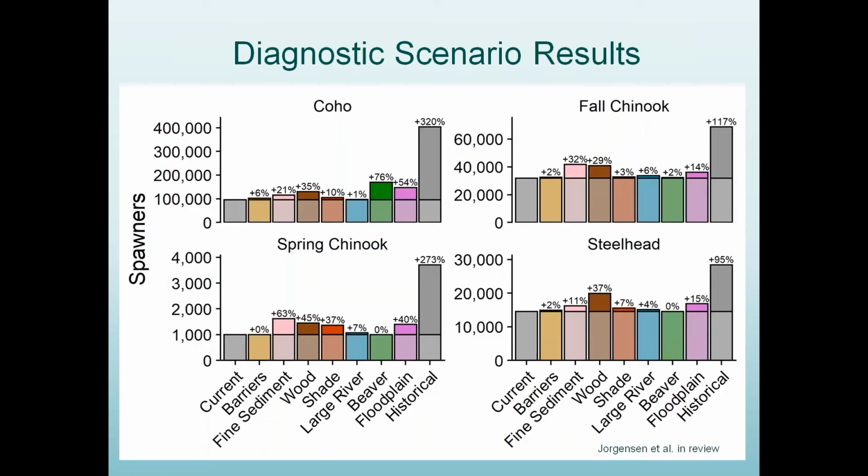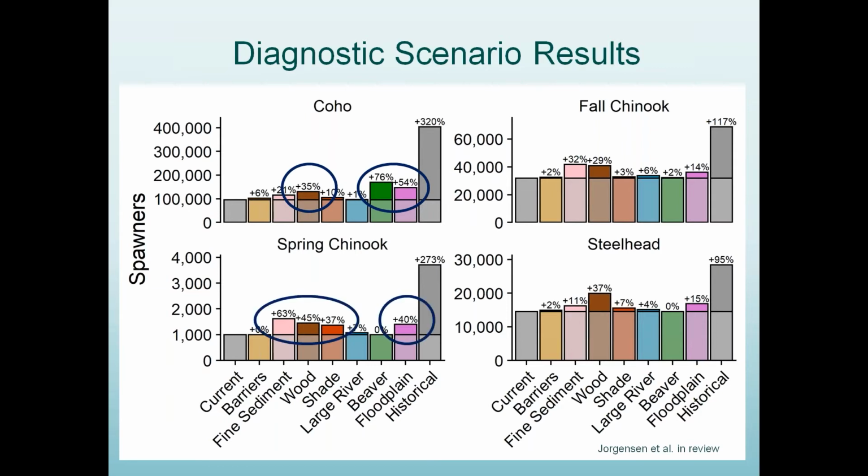And the results look like this. This is, again, the example for the Chehalis Basin. If we start with coho, floodplain and beaver ponds are the green and purple bars on the right. The brown bar is wood in the middle. And those are the most important factors for coho salmon. You see that things like barriers and shade and large river habitat don't really have that much effect on coho salmon in this particular location. But floodplain habitat and beaver ponds tend to have a really high response.